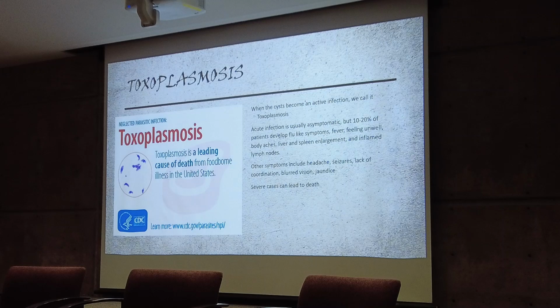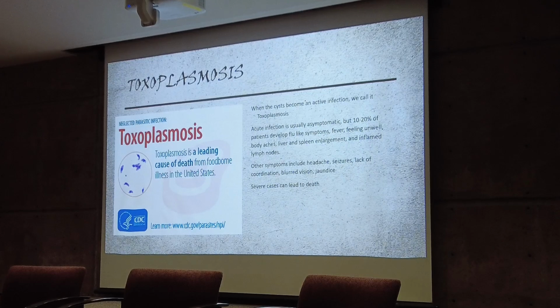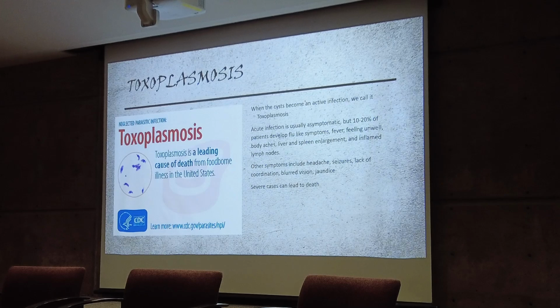Toxoplasmosis is the infection stage of Toxoplasma gondii. And when the cysts become an active infection, we call it toxoplasmosis. Acute infection is usually asymptomatic, but 10 to 20% of patients develop flu-like symptoms, fever, feeling unwell, body aches, liver and spleen enlargement, and inflamed lymph nodes. Other symptoms include headache, seizures, lack of coordination, blurred vision, and jaundice. Severe cases can lead to death.